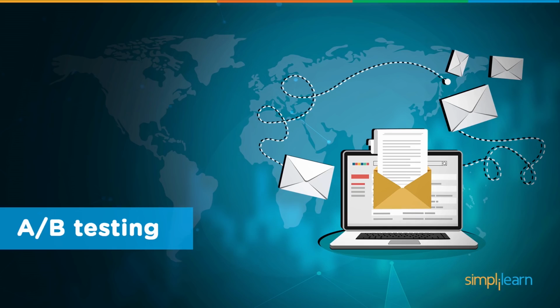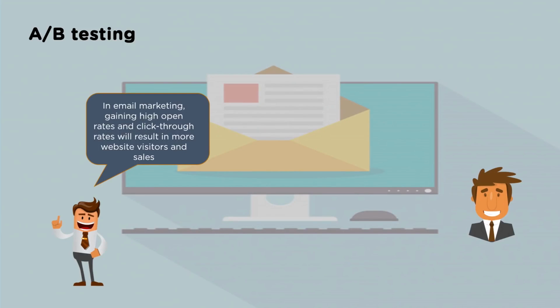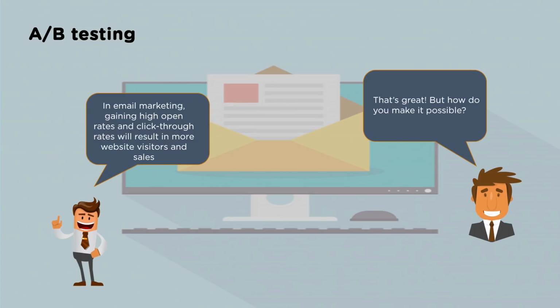So let's move into A/B testing. A/B testing is key to email marketing. In email marketing, gaining high open rates and click-through rates will result in more website visitors and sales. In theory, that's what's supposed to happen. We get more opens, we get more people to click. We get more people to click, we're going to get more people to purchase. But it's not as easy as it sounds.